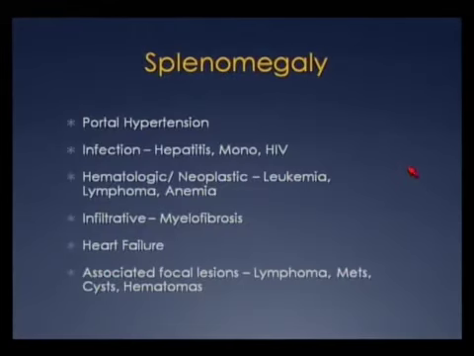Now, splenomegaly, there are many causes of splenomegaly. Typically, we see splenomegaly in patients with portal hypertension. It can occur in patients with infection or hematologic malignancies, infiltrative processes. So there are many causes. You may also have splenomegaly with associated focal lesions in patients with lymphoma or metastases.